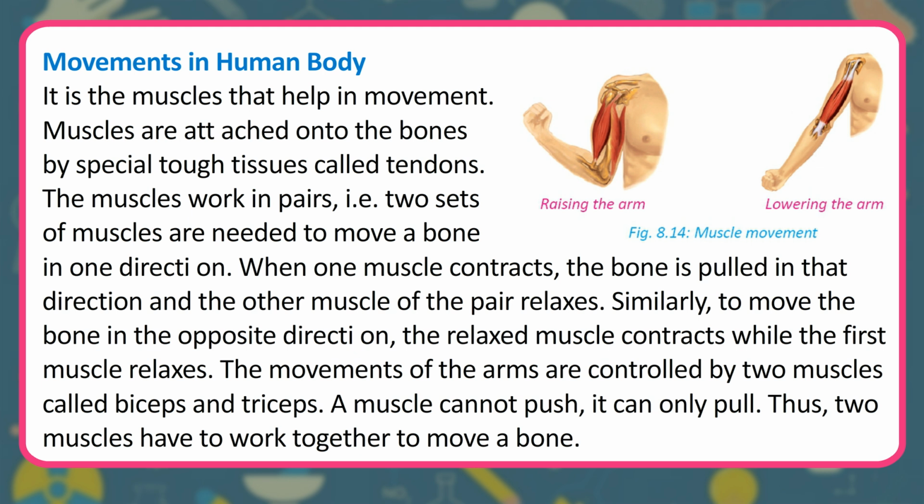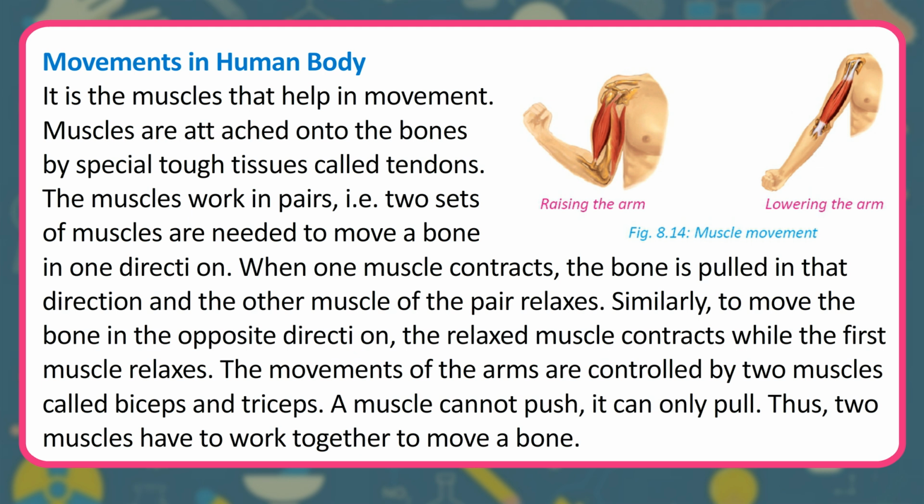Movements in human body. It is the muscles that help in movement. Muscles are attached onto the bones by special tough tissues called tendons. The muscles work in pairs, i.e. 2 sets of muscles are needed to move a bone in one direction. When one muscle contracts, the bone is pulled in that direction and the other muscle of the pair relaxes.